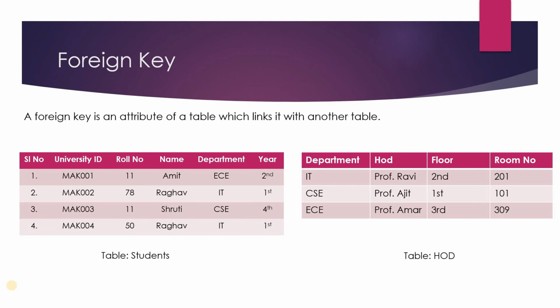So suppose Amit from EC department had to visit his HOD. So what will he do? He is from EC department, so he'll look up the department EC in the table HOD. So he finds out that he has to contact Professor Amar, whose office is on the third floor in room number 309. So what did we do? We established a link between the department attribute of table students with the department attribute of the table HOD. So in this case, the attribute department is our foreign key of table students.